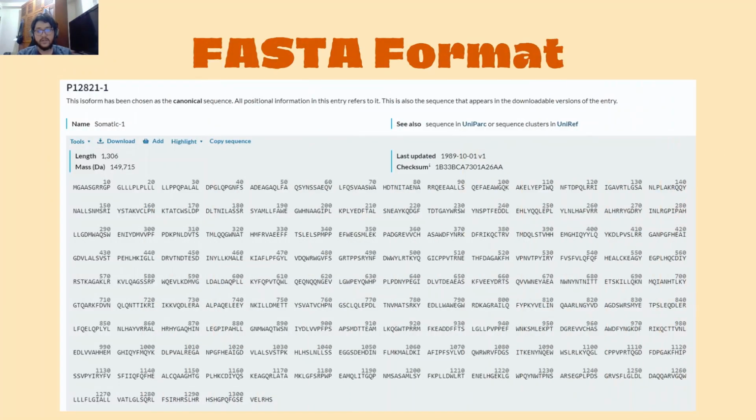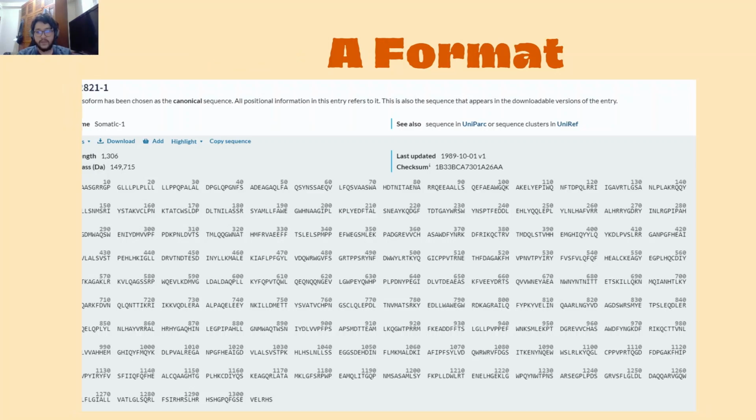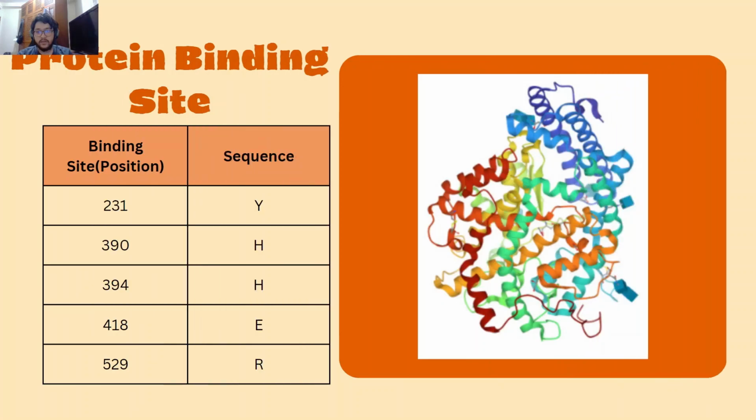So this is a FASTA format. The enzyme has multiple sequences, so this is one of them. Okay, this is the protein binding site. There are multiple examples here. For example, in the binding site, position 231 has a binding site in the sequence Y, and another example is position 390, which is the sequence H.